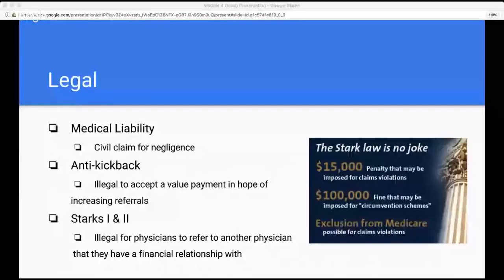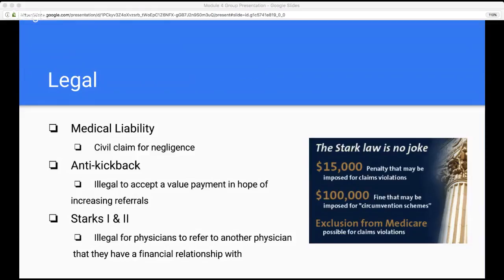There are many legal terms and concepts which are associated with medical practices. Medical liability is one. It is when a patient feels there was negligence by a physician which caused an injury. Another is the anti-kickback rule. This rule was made to prevent providers from accepting any value payment to increase the amount of referrals. This could be referrals from anyone, not just physicians.